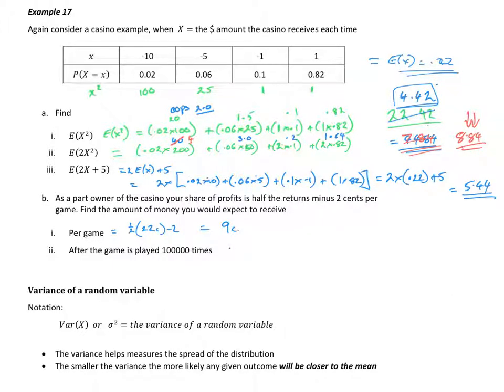Now, if the game is played, how many zeros is that, 100,000 times, well, that's going to give me 100,000 times 9 cents, which is $9,000. That'd be great, wouldn't it? Anyway, that's I guess a more practical application of what the expected value is.